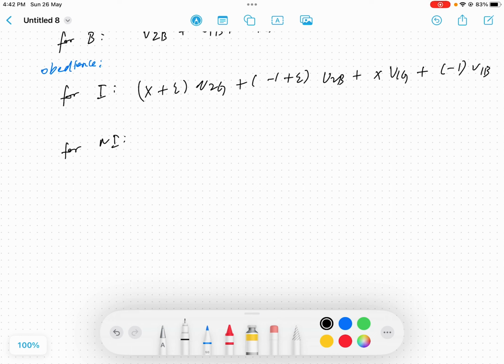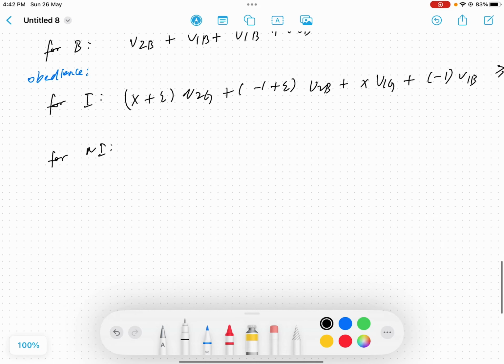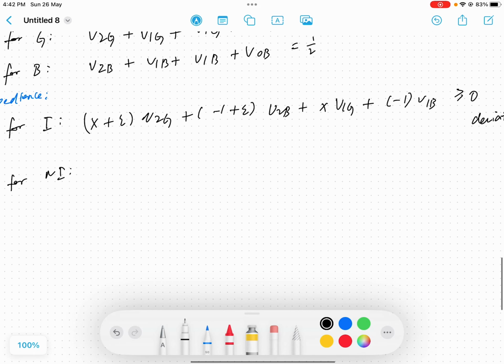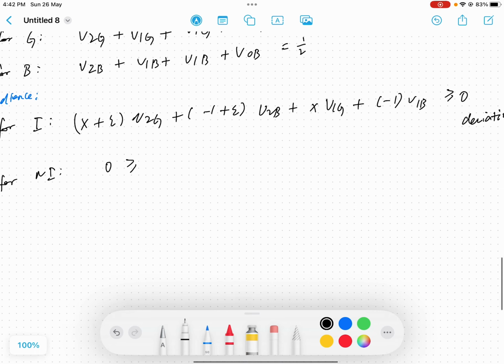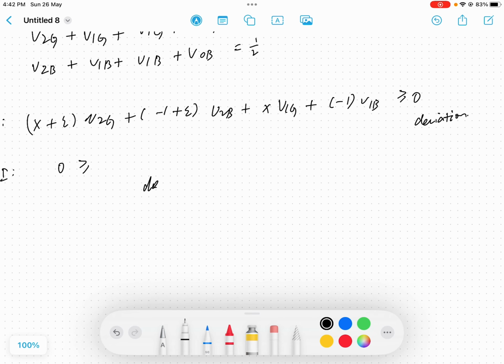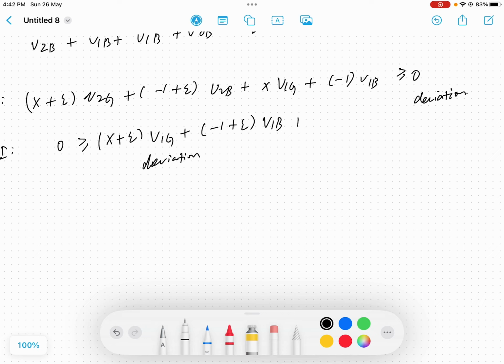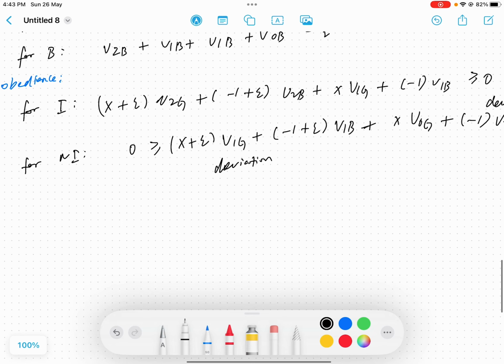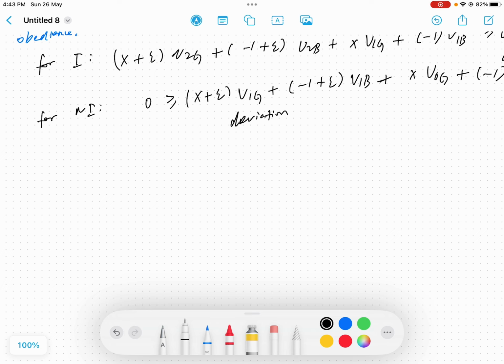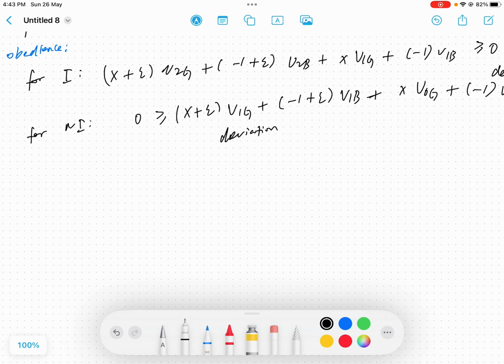So for the NI, if the action recommendation is NI, then the obedience gets 0, right? Not investing. But if there's deviation, on the right hand side, this becomes x plus epsilon v1g plus minus 1 plus epsilon v1b, and plus x v0g plus minus 1 v0b. So that's the second obedience requirement for the recommendation of not investing.